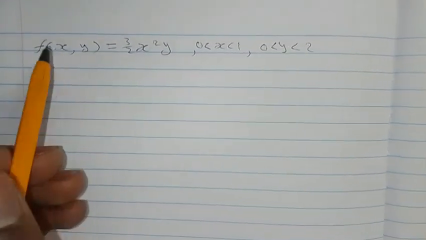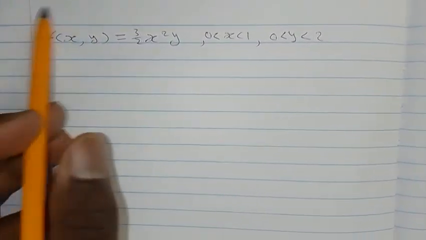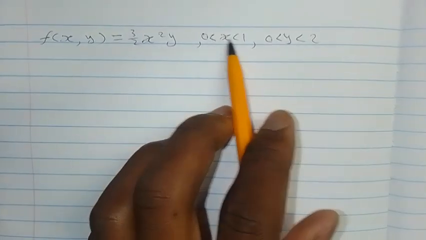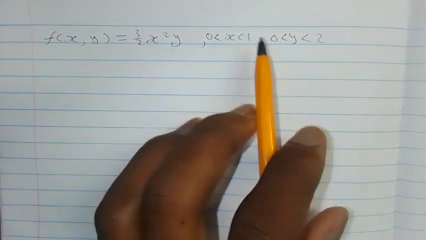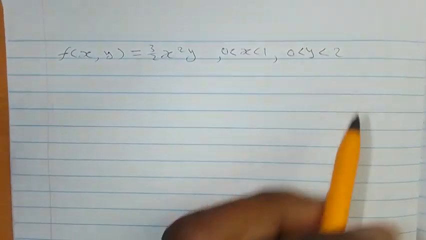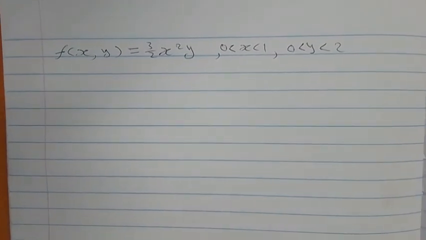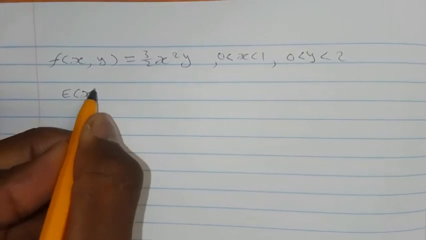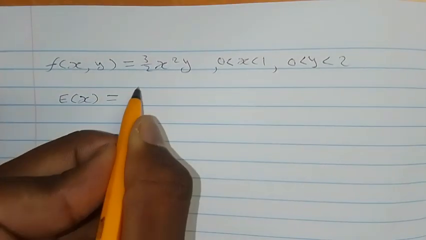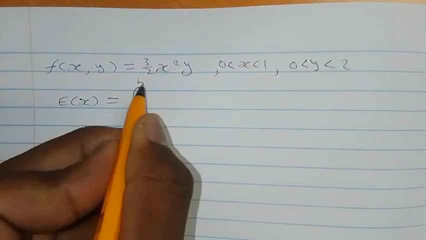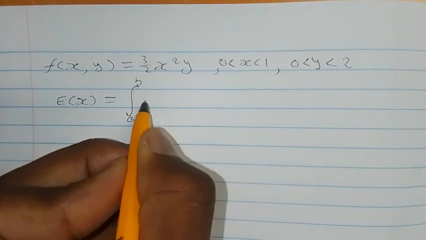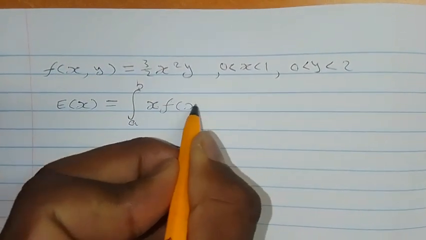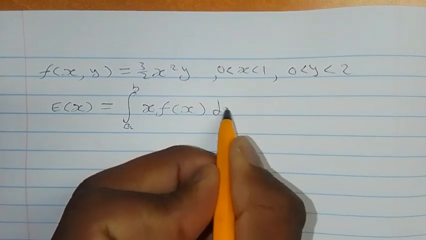Okay, now let's say we are given a continuous joint density whereby x can take on the values between 0 and 1, and y can take the values between 0 and 2. And remember, this is a continuous case. Now let's say we're looking for the expected value of x. From the formula we know that we integrate through all possible values of x, and we multiply x by the marginal density of x, and we have to integrate that.